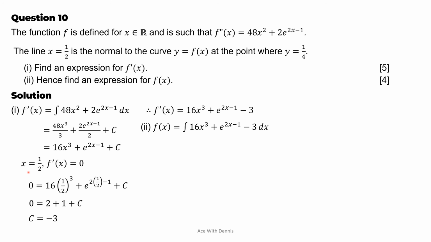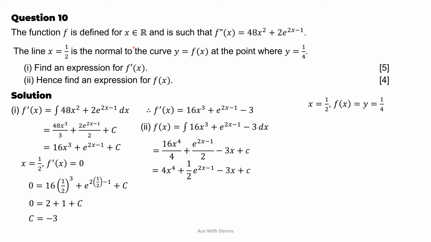So for part 2, to find f(x), we just need to integrate f prime x. So for this case, it's the integration of 16x cubed plus e to the power 2x minus 1 minus 3 dx. We just integrate this whole thing, we get 16x to the power 4 over 4 plus e to the power 2x minus 1 over 2 minus 3x plus c. Then we simplify, we get 4x to the power 4 plus half e to the power 2x minus 1 minus 3x plus c.